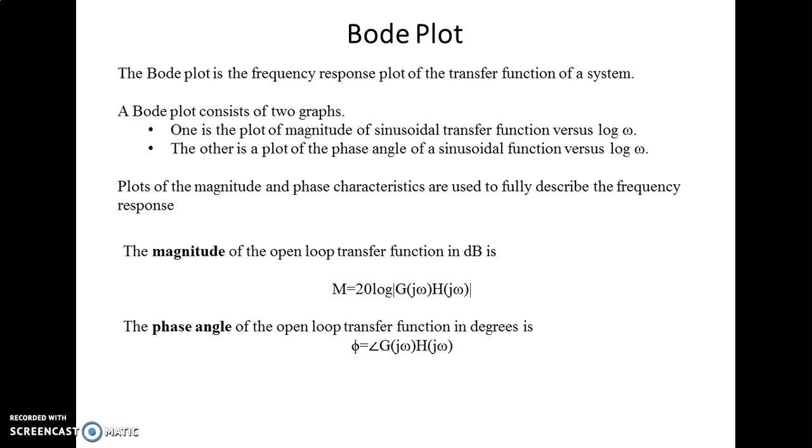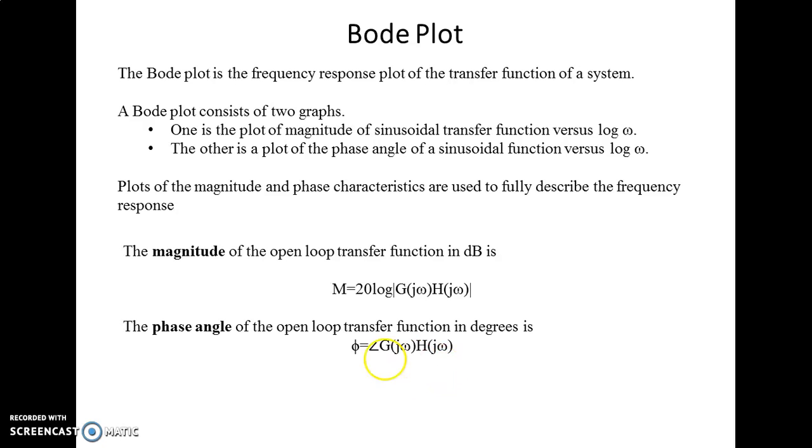The Bode plot consists of two graphs. One is a magnitude plot, another one is a phase plot. The magnitude plot is the plot of the magnitude of the sinusoidal transfer function versus logarithmic frequency, and the phase plot is the plot of the phase angle of the sinusoidal function versus logarithmic frequency. Both the magnitude as well as the phase plot characteristics are used to describe the frequency response.